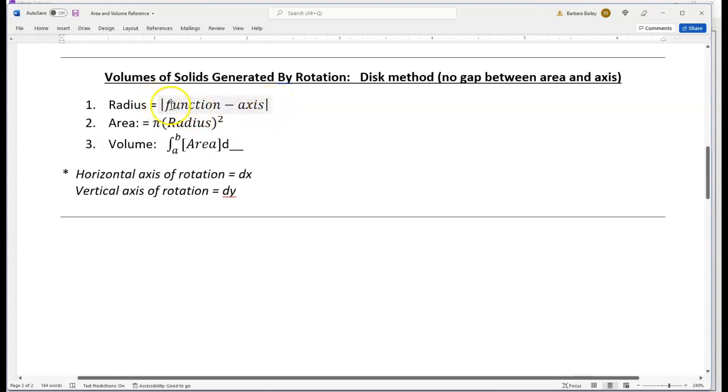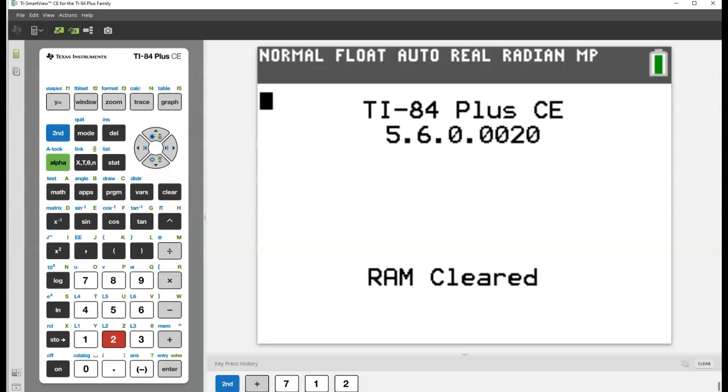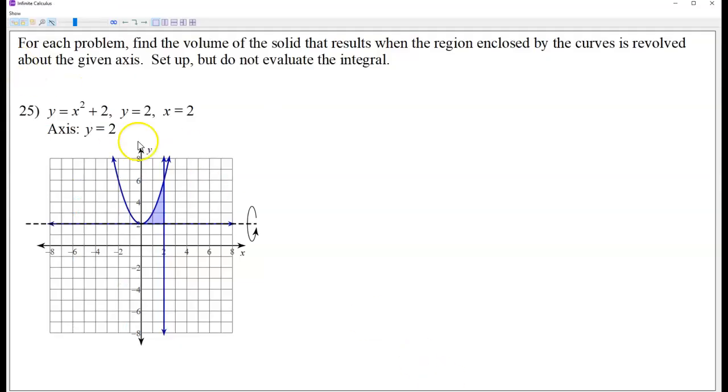Now I put that in absolute value bars, but you guys do need to understand that on this exam, they're not going to be using absolute value bars. It's function minus axis, or it could be axis minus function. It depends on which one's on top. If the axis is above the area, then it's going to be axis minus function. If the axis is below the area, like the question we're on right now, the axis is underneath of the area, then you're going to do the function minus the axis.